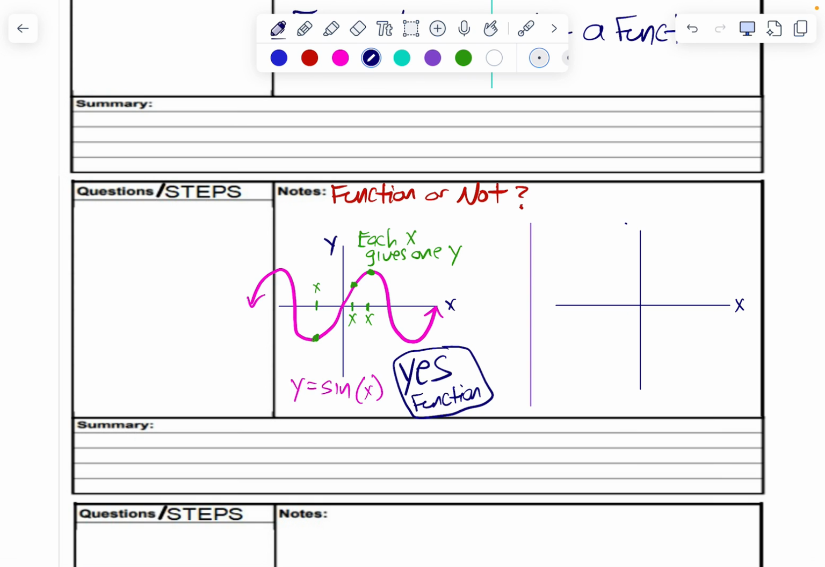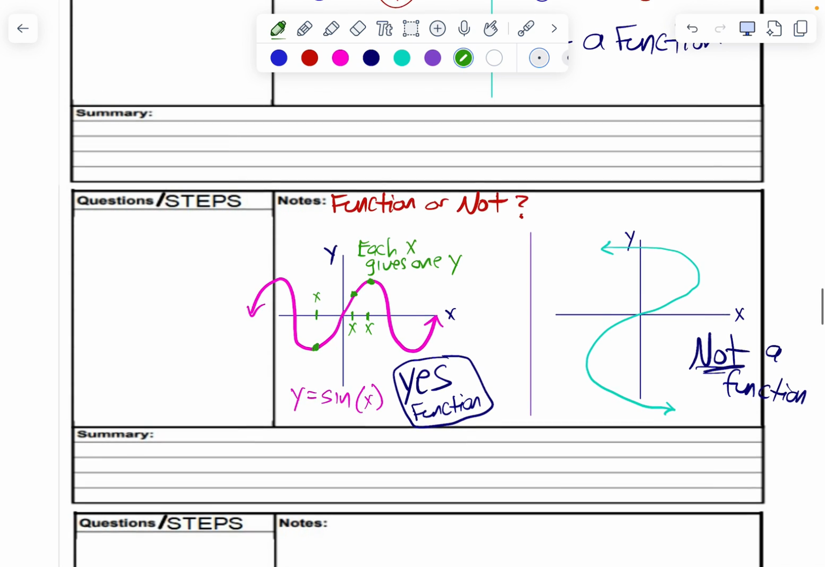Get in the habit of labeling those axes, x and y axes. Okay. Something like that. This is not a function. Why? Okay. What equation would make that?